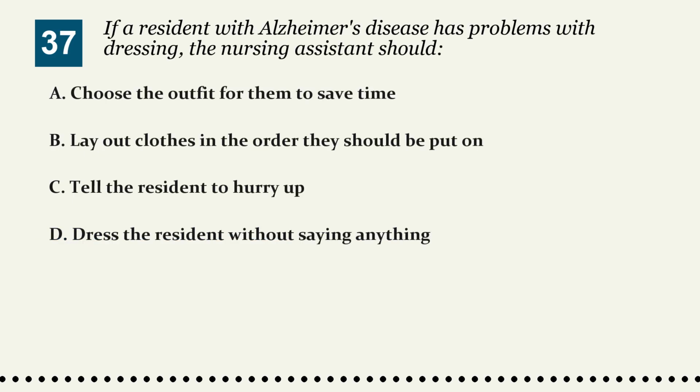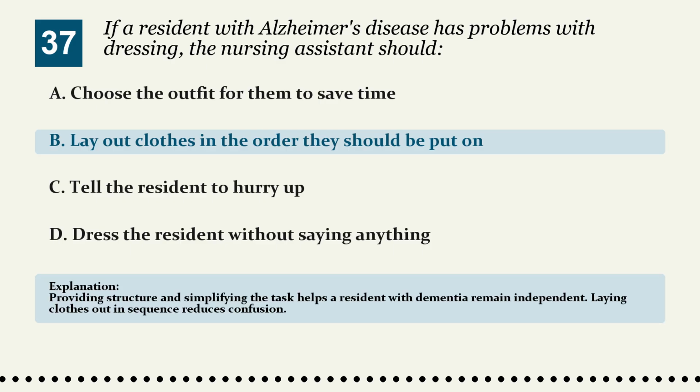Question 37. If a resident with Alzheimer's disease has problems with dressing, the nursing assistant should: Option A, choose the outfit for them to save time. Option B, lay out clothes in the order they should be put on. Option C, tell the resident to hurry up. Option D, dress the resident without saying anything. The correct answer is option B. Lay out clothes in the order they should be put on. Providing structure and simplifying the task helps a resident with dementia remain independent. Laying clothes out in sequence reduces confusion.